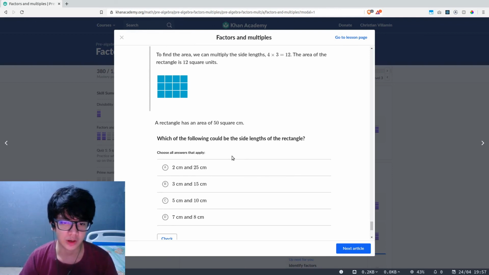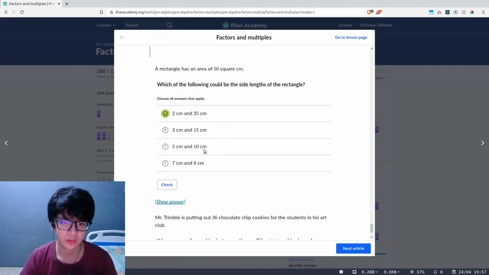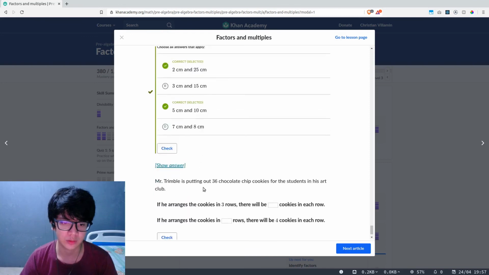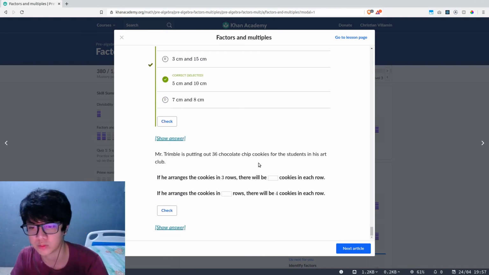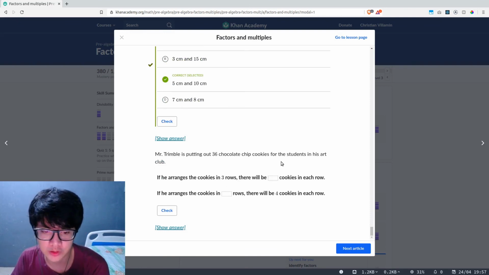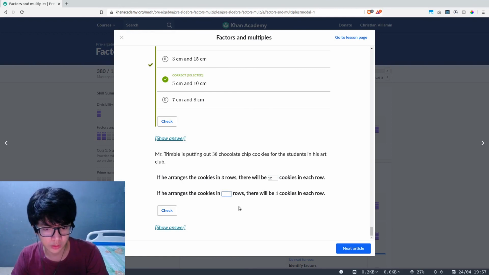A rectangle has an area of 50 square centimeters. Which of the following could be the side lengths of the rectangle? 2 and 25, 5 and 10. Mr. Trimble is putting out 36 chocolate chip cookies for the students in his art club. If he arranges the cookies in 3 rows, there will be 12 in each row. If he arranges the cookies in 4 rows, there will be 9 in each row.